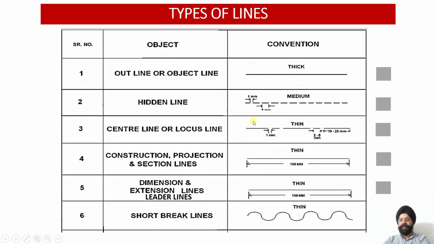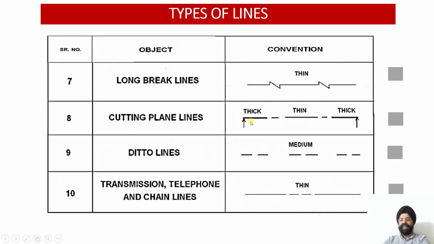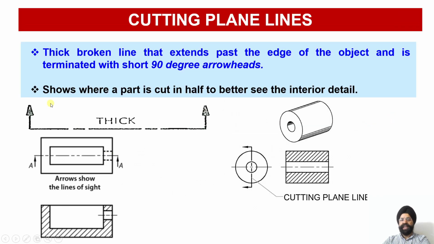Then the next type of the line is cutting plane line. So cutting plane line is similar to your center line, but the difference is in the cutting plane you have got a thicker line on the edges, whereas the intermediate portion is thinner one, and then it is supplemented by arrows on either side. So these arrows can be upwards, these arrows can be downward, depending upon which side you are going to look upon the portion which has been cut out. So the cutting plane lines, basically these are the thick broken lines that extend past the edge of the object. You can see if this is the object, my cutting plane has to go beyond the edges of the object so that I can have complete cutting.